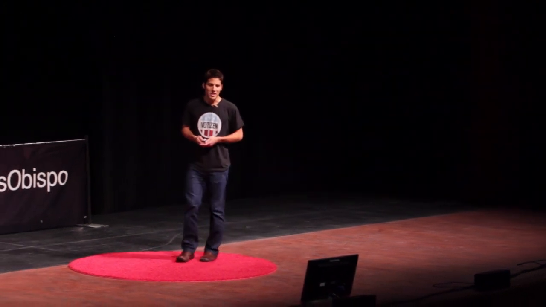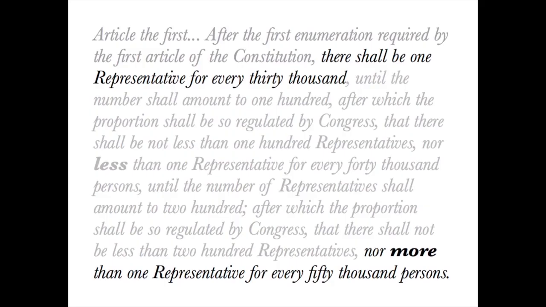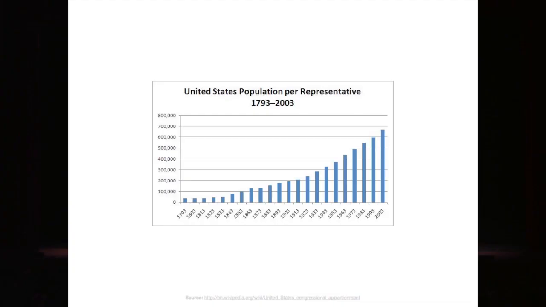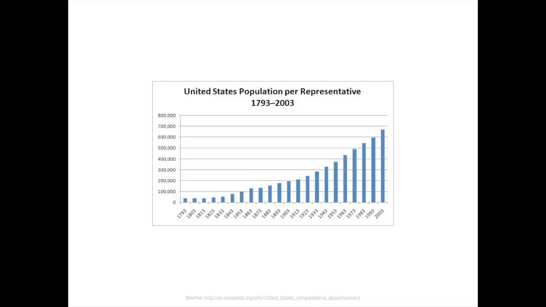Let's go back to 1787. Let's go back to Article 1 of the Constitution. And what are we talking about here? This is how Congress is set up. One representative for every 30,000 is what is in Article 1. One per 30,000. The framers wanted to make it proportional, keep the lower house of Congress close to the people, make them accessible, and make it easy for them to respond to the needs of their constituents.